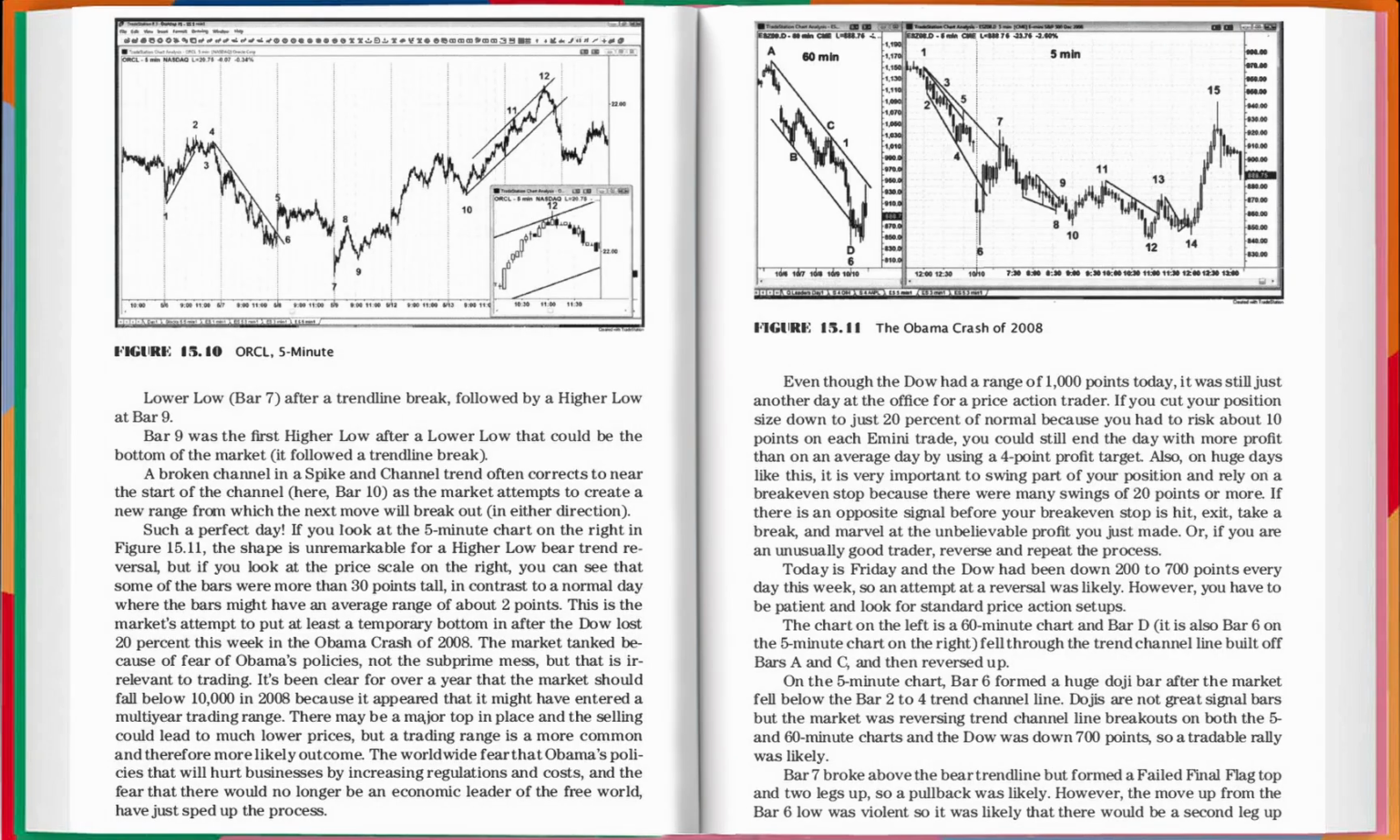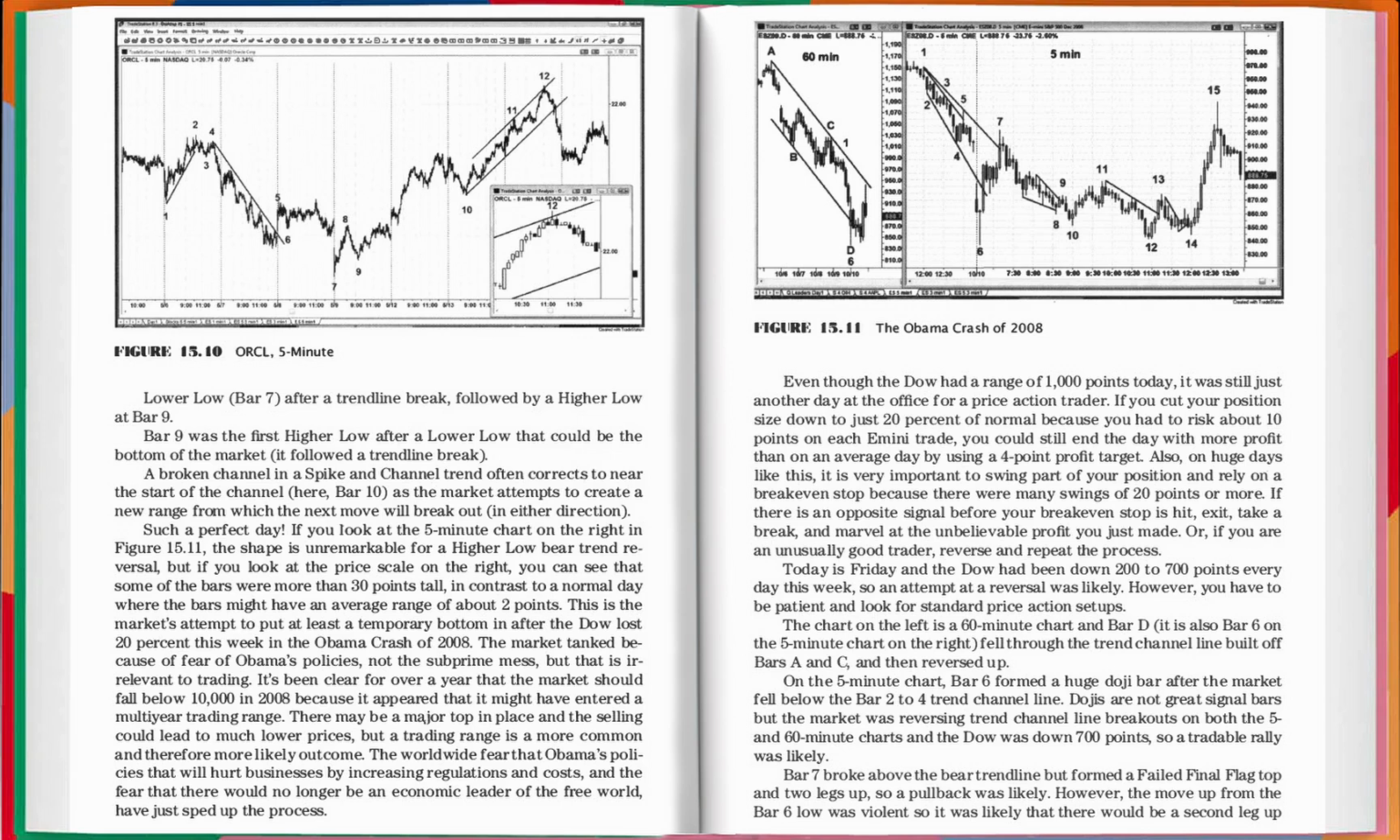Lower low, bar 7, after a trendline break, followed by a higher low at bar 9. Bar 9 was the first higher low after a lower low that could be the bottom of the market. It followed a trendline break. A broken channel and a spike in channel trend often corrects to near the start of the channel, here bar 10, as the market attempts to create a new range from which the next move will break out in either direction. Such a perfect day.